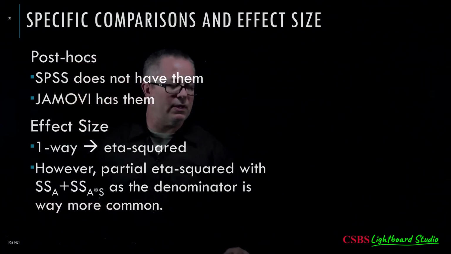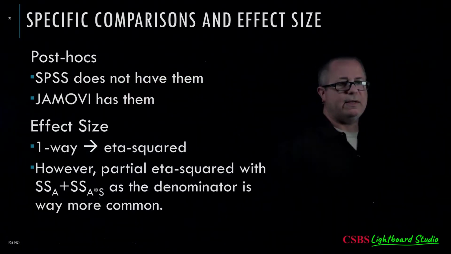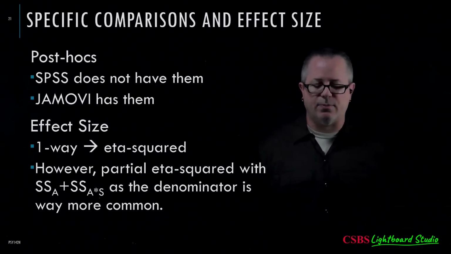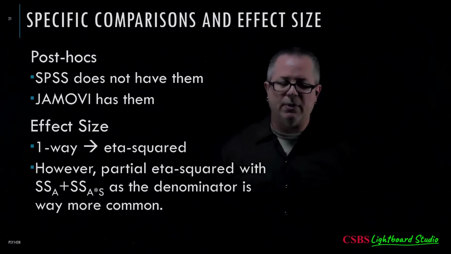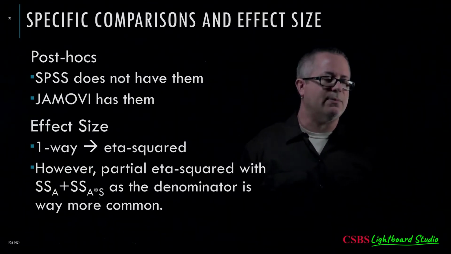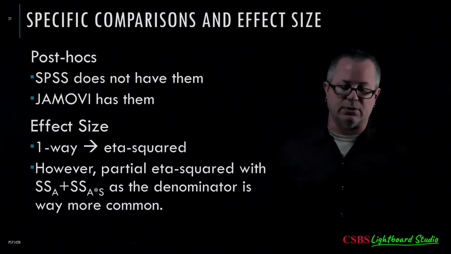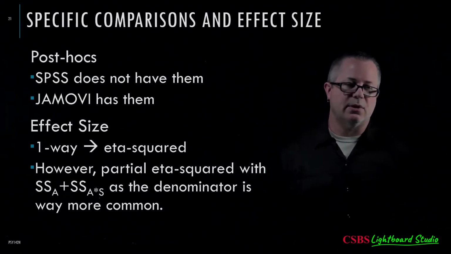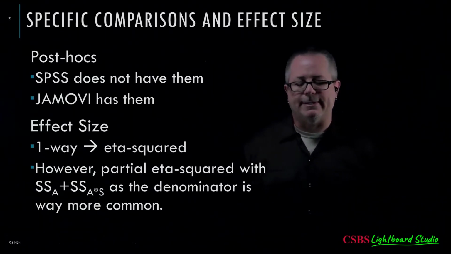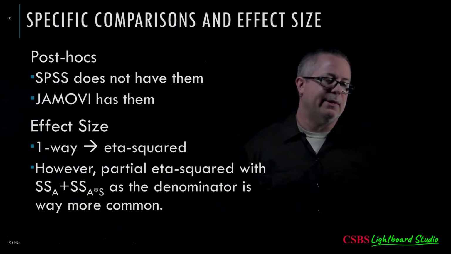This is another interesting difference between SPSS and JAMOVI. In SPSS, if you click on post hocs, they don't exist. There are no post hocs for repeated measures. Post hoc tests like Tukey and Scheffe and all those were developed for between groups designs. So SPSS is just like, well, you just can't do them in repeated measures. Where JAMOVI has them, you can actually get a Tukey test and other stuff in repeated measures, where you can't in SPSS. That's an interesting difference.